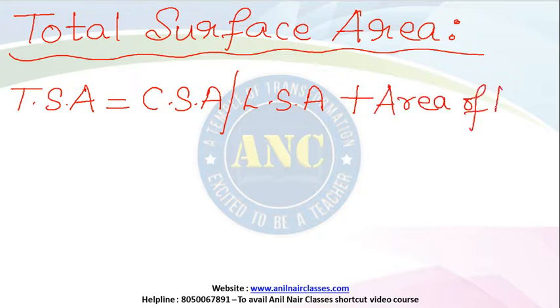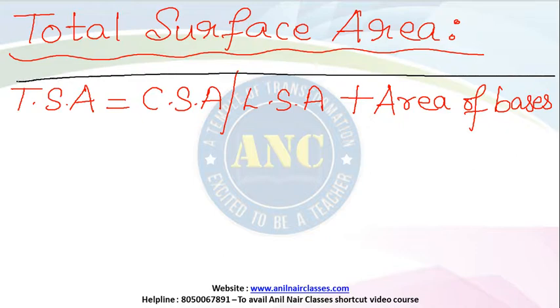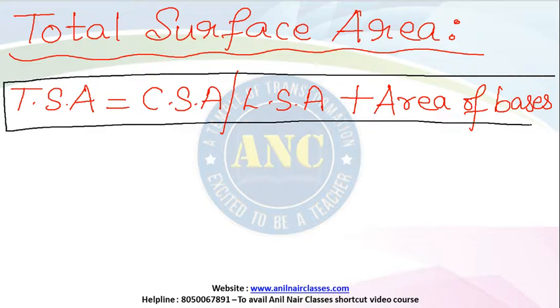Earlier I told you to remove the bases and take only the four surfaces in terms of a book, or only the curved surface in terms of a water bottle. Now don't remove anything. The name itself suggests it is total. Total means everything should be taken into account. I don't want to remove anything in this case. So total surface area is lateral surface area plus the area of the bases, or curved surface area plus the area of the bases. This is something you need to know.